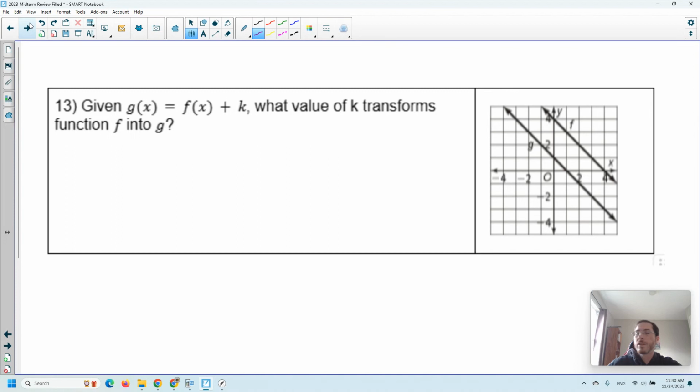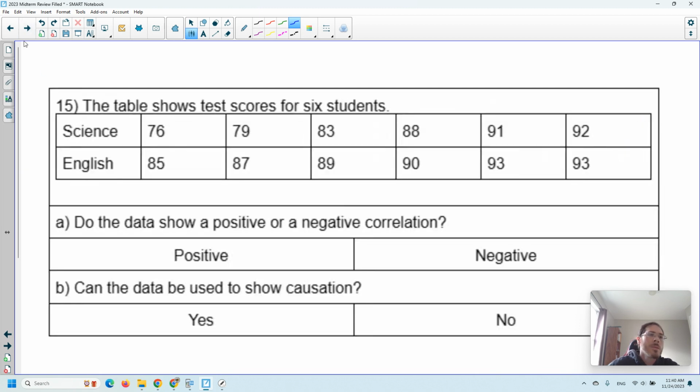All right, so for 13, what value of k transforms f into g? So we're going from f to g. So I'm starting at 4. Since we're adding, we're just going up or down. We have to go down to here. It looks like we're going down 3, so -3. And that's it. All done with 13. Oops.